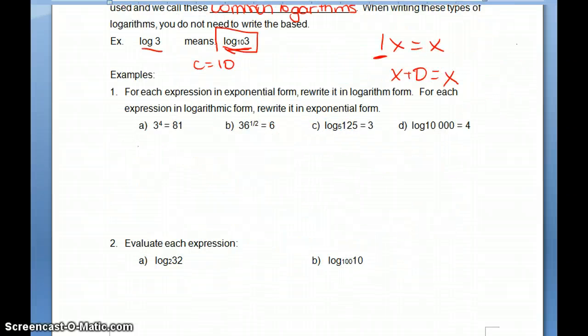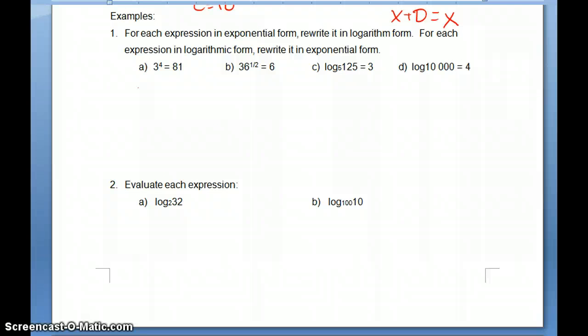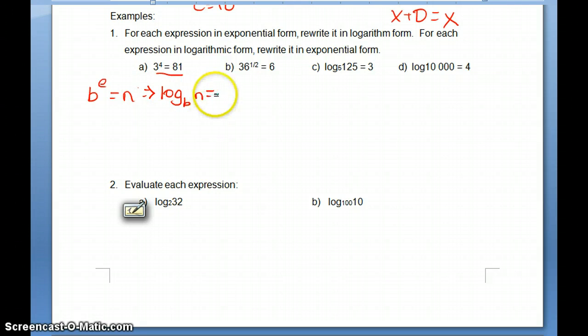Alright, so let's look at some examples here. In the first example, we're going to be switching between different forms. Whenever we're given an exponential function, we're going to rewrite it as a logarithmic function. And whenever we're given the log form, we're going to switch it back to that exponential form, okay? So for the first one, we have 3 to the power 4 is equal to 81. This is our exponential form. We could say that is b to the e is equal to n. We need to change that into a logarithmic form. That is log base b of n is equal to e. So remember, Ben the log bunny.